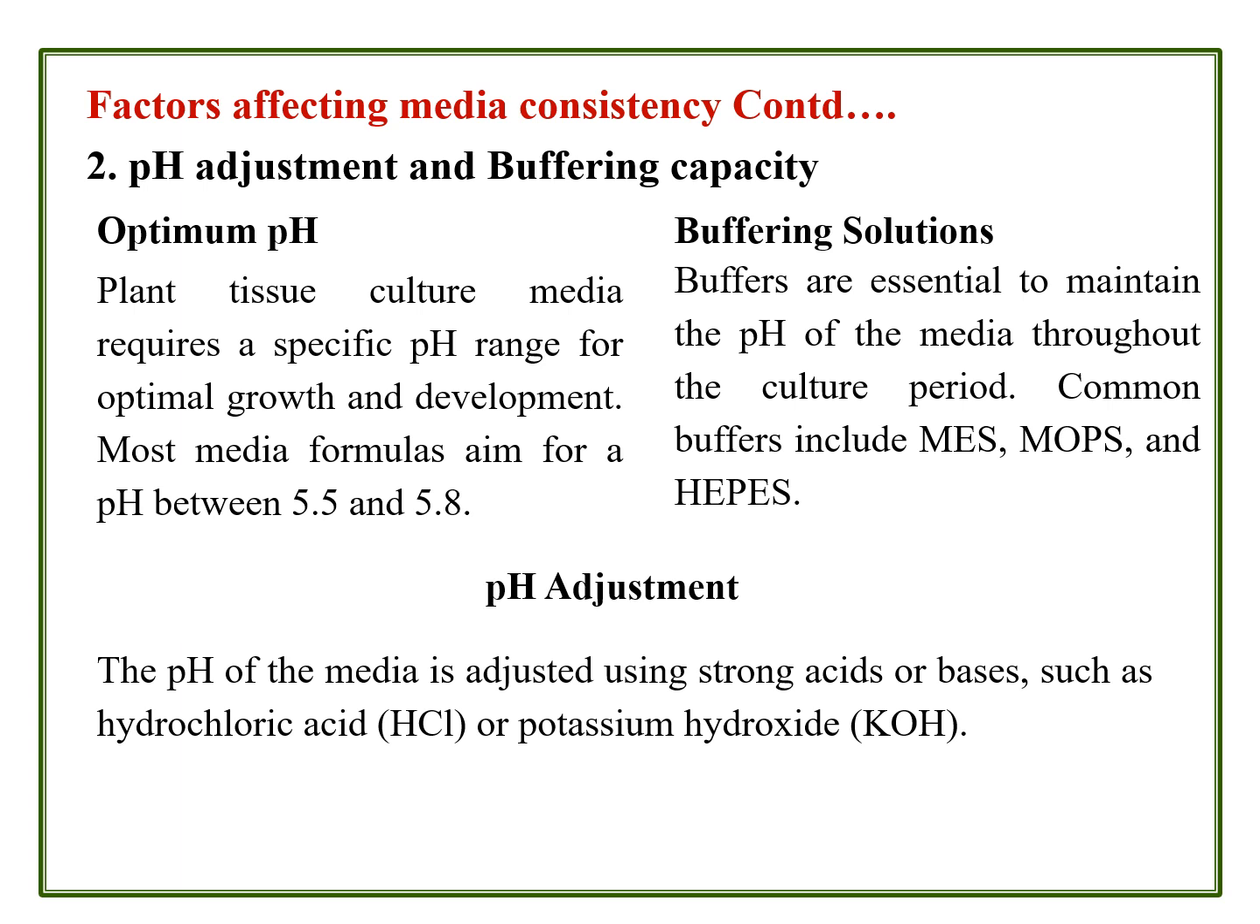The other factors that affect media consistency are pH adjustment and buffering capacity. Usually the optimum pH for plant tissue culture media preparation ranges from 5.5 to 5.8, which is a slightly acidic pH. So generally this is the pH range for optimal growth and development in in vitro conditions, and some plant species may sustain even up to a 6.5 pH, maybe hardwood yielding plantations.